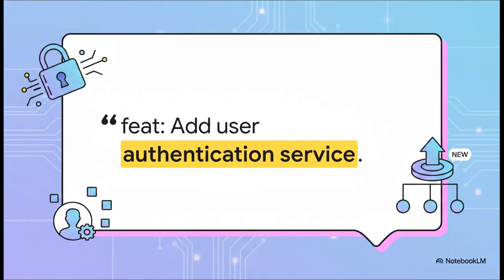And here we go, a perfect example. Right off the bat, we know two things. The type is feat, so it's a brand new feature. And the subject tells us exactly what it is, the user authentication service. It's clean, it's clear, and it tells you everything you need to know in just one line.